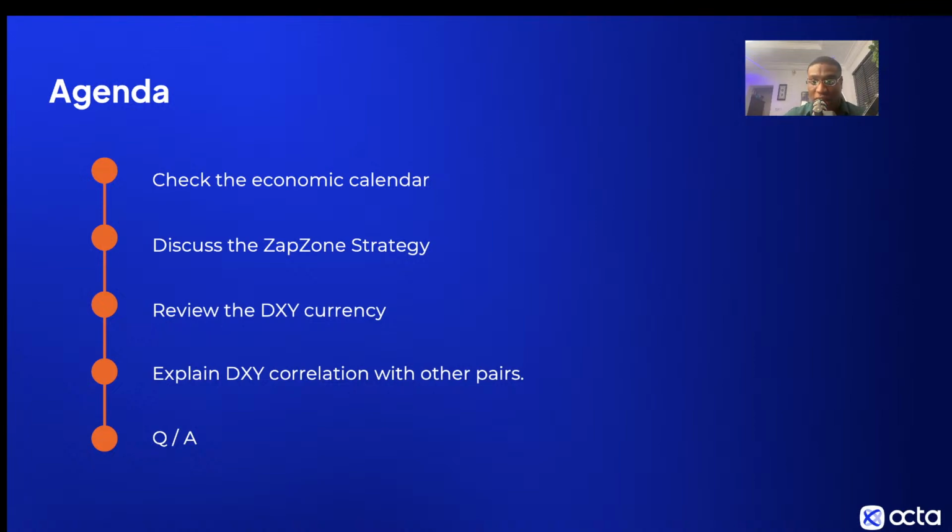And we'll look at the dollar index. Again, if you don't know what the dollar index is, this is very important if you're going to be trading pairs like GBPUSD, USD CAD, EURUSD, NZDUSD. Understanding the strength and weakness of the dollar index will also help you understand what to do when you're trading these pairs.